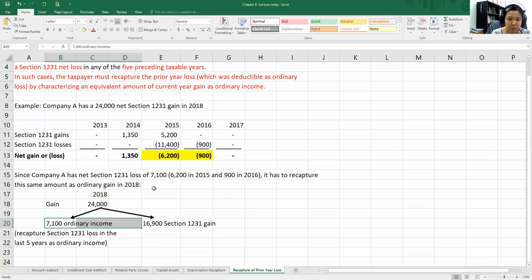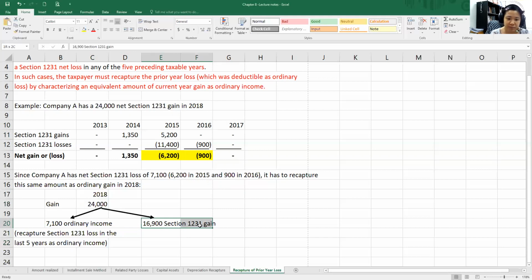It will be equal to the amount of the net Section 1231 loss in the last 5 years. And the rest of the amount, we take 24,000 minus 7,100, that will give you 16,900. So you will recognize that as Section 1231 gain.